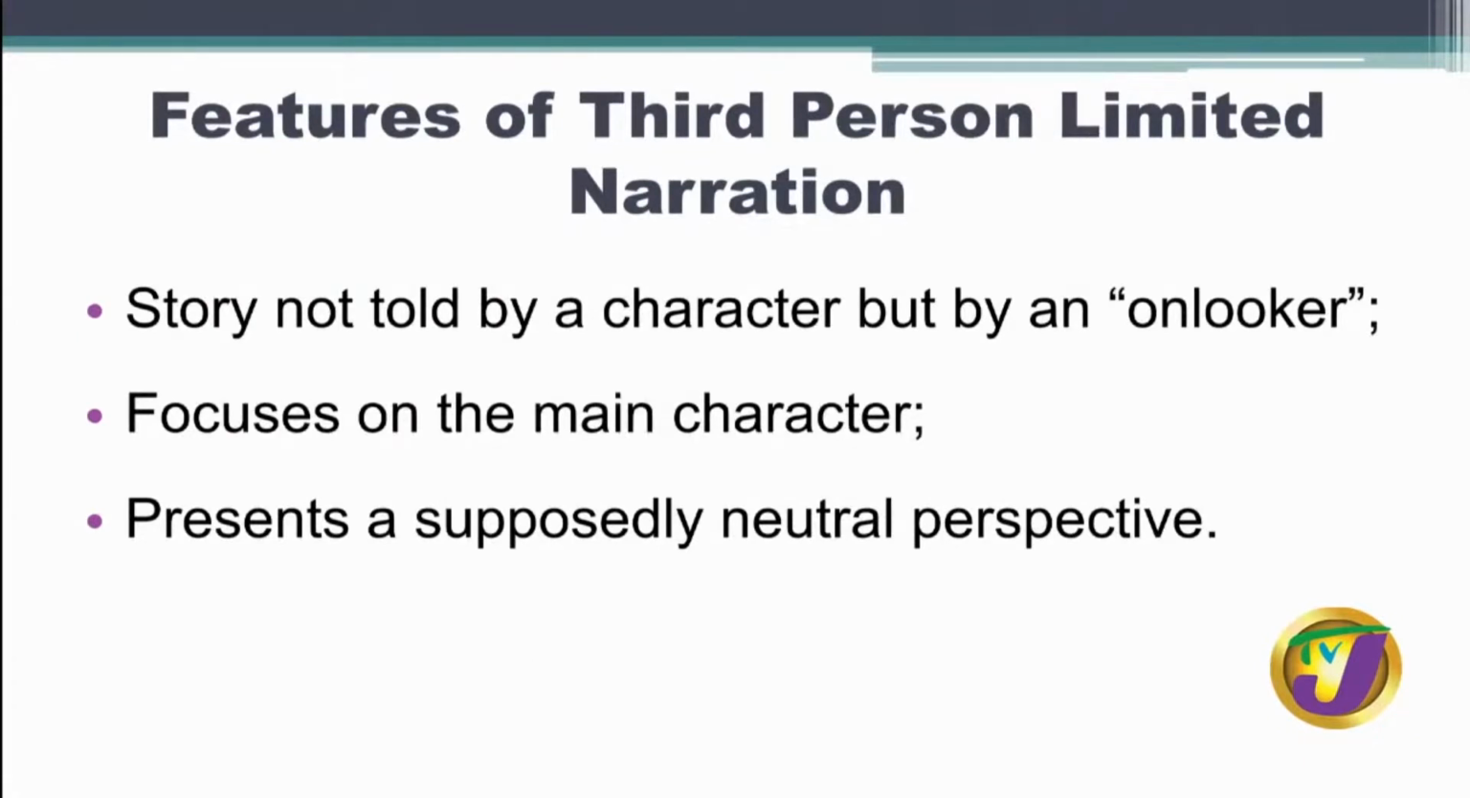Now we're moving into the third person limited. Remember we said there is limited and there is omniscient. In limited, the story is not told by a character in the story. It is told by an "onlooker". I'll have that in quotation marks because that is the easiest way to describe it. Someone looking on and relating the story to you. So this now will focus mainly on the main character. Of course, they're going to tell you about other characters, but the primary focus is the main character: his or her struggles, his or her dreams, his or her triumphs, that sort of thing.